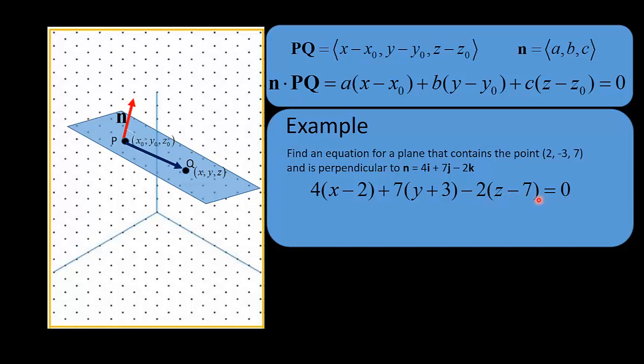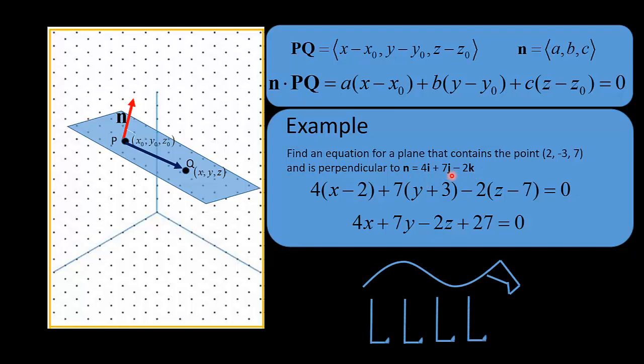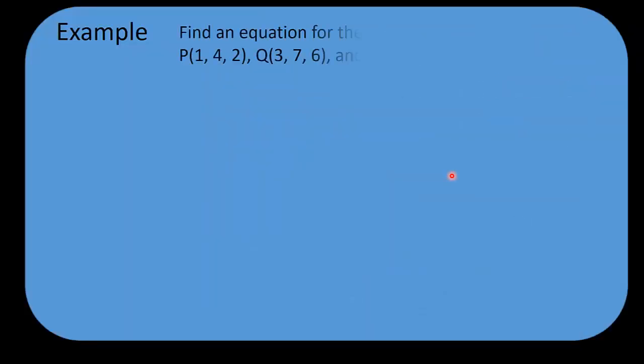There's your equation. Now we can simplify it a little bit, clear the parentheses, and add like terms, and we get 4x plus 7y minus 2z plus 27 equals 0. There's our equation for this particular plane that contains this point and is perpendicular to this vector. Now let's look at another example.